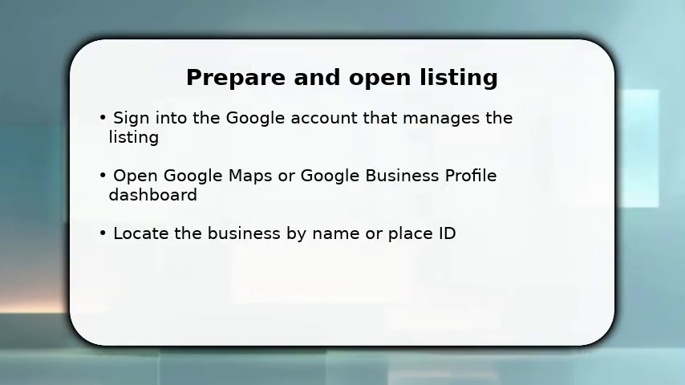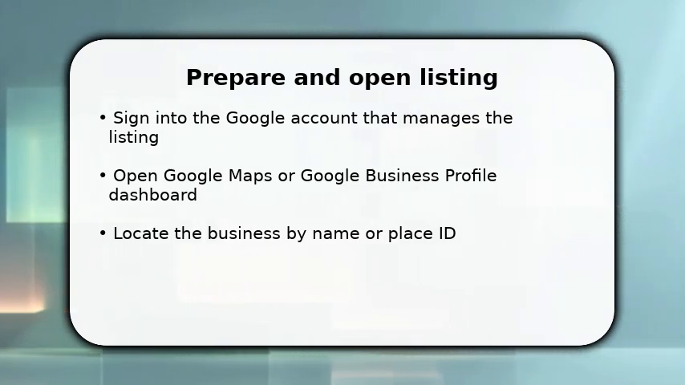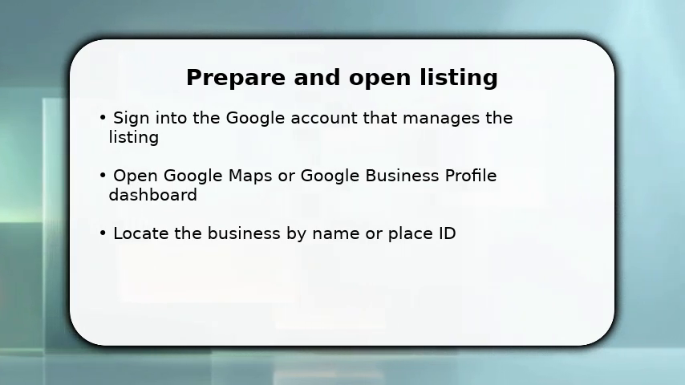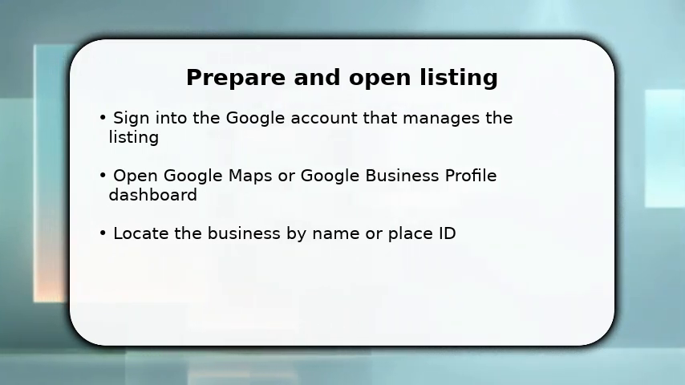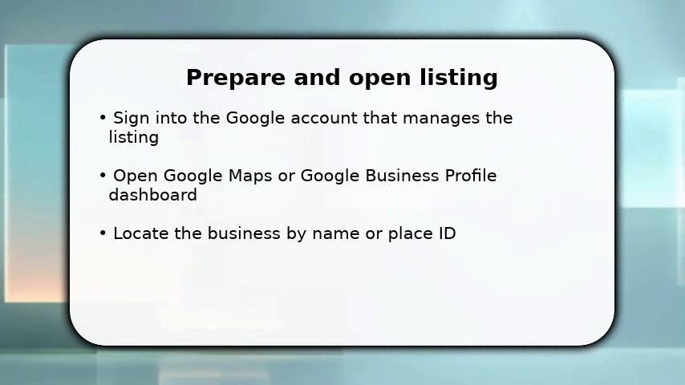You start by signing into the Google account that owns or manages the business entry. This is crucial because edits require ownership verification. Once signed in, open Google Maps or the business profile dashboard and search for the business name. Make sure you pick the exact listing, because duplicate entries can cause confusion.